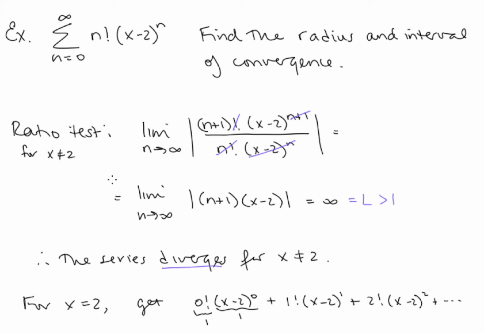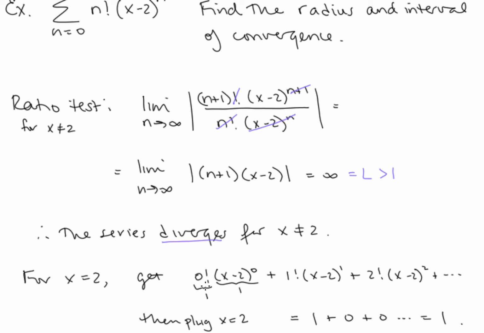So let's examine the case when x is equal to 2 and talk a little bit about what happens at the center of a power series. What does our power series look like here for x equals 2? Well, in general, it looks like 0 factorial (x minus 2) to the 0, plus 1 factorial (x minus 2) to the 1, plus 2 factorial (x minus 2) squared, etc. So before we even plug in x equals 2, we see that our first term is 1 times 1. So our first term here is equal to 1.